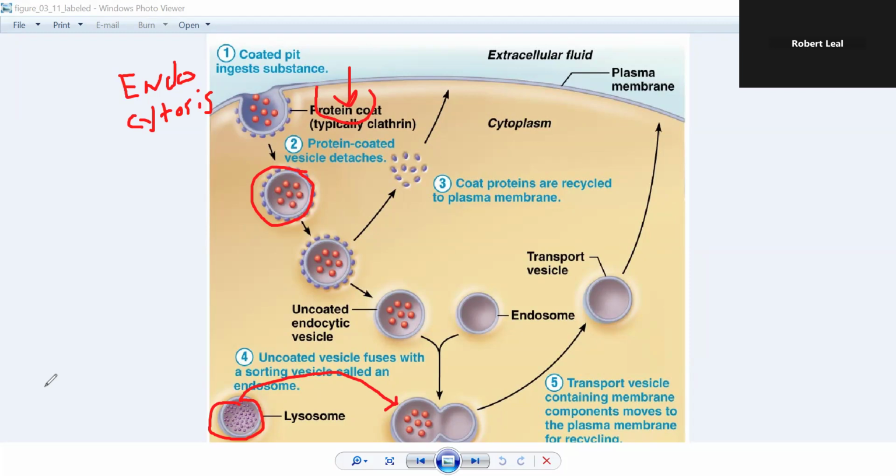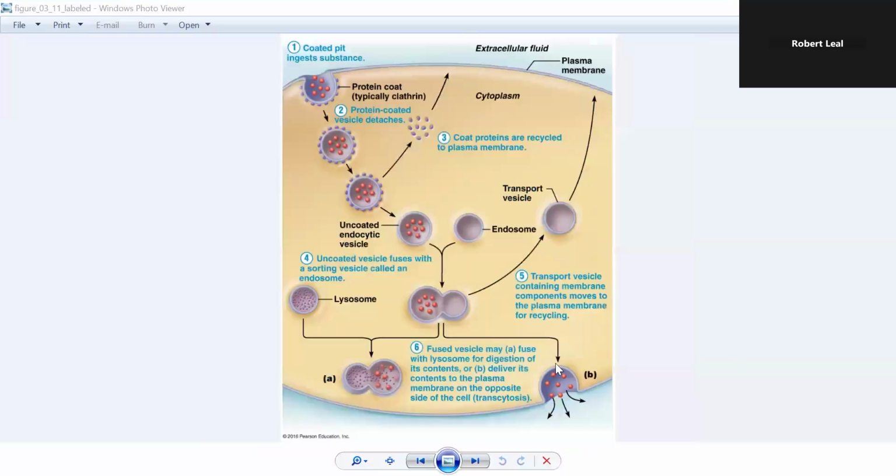All right, let me erase the drawings. Now, anytime a cell excretes something out, like in the bottom scenario, letter B, that's going to be referred to as exocytosis. Think of exo as exiting. So that's exo. That should have been an E. My hand's getting tired on this mouse. So again, that's exocytosis, when contents are leaving the cell.